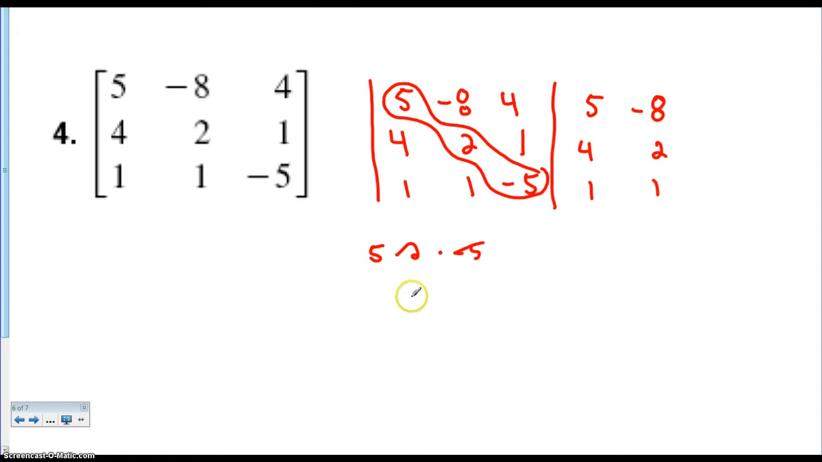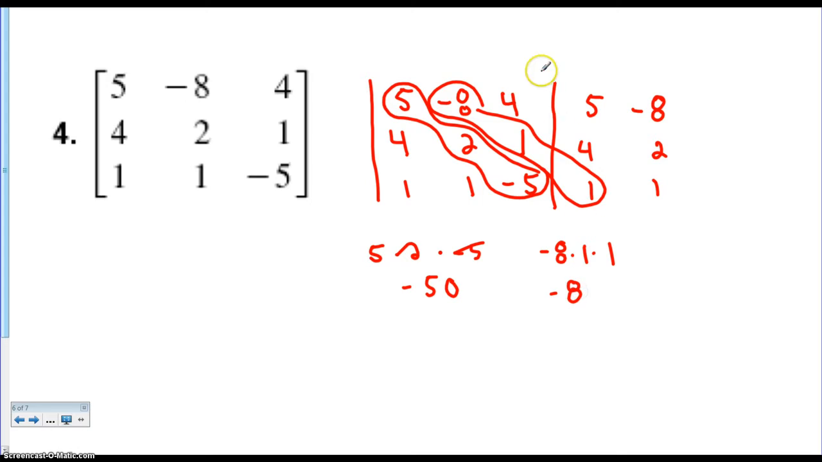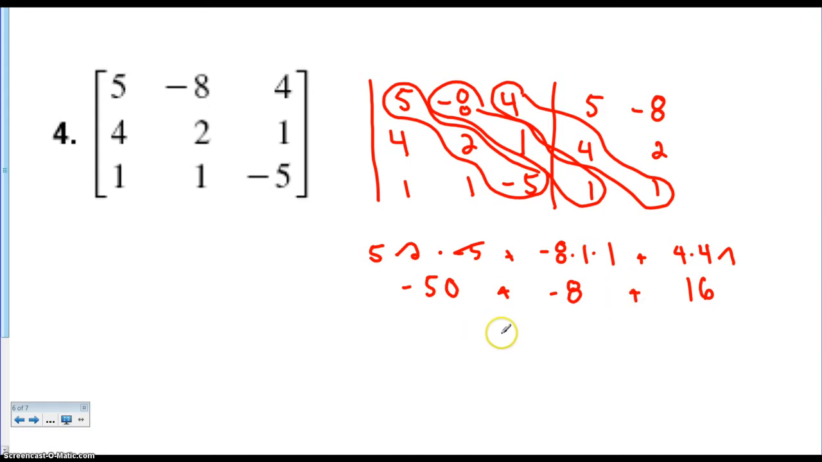And when I multiply those numbers together, I get negative 50. When I do negative 8 times 1 times 1, I get negative 8. And then when I do 4 times 4 times 1, I get 16. So remember, we're adding these terms together. And when I add these three terms together, I get negative 42.